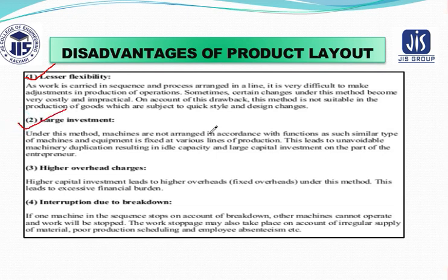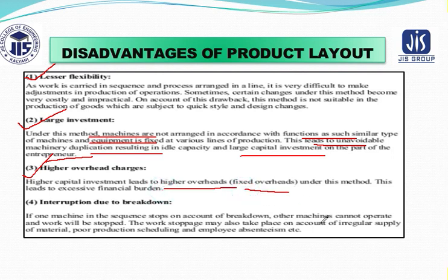Larger investment is there. Now under this method, the machines are not arranged in accordance with function as much as similar types of machinery and equipment are fixed. So various lines of production are associated. Now this leads to unavoidable machinery duplication, resulting in idle capacity and large capital investment on the part of the entrepreneur. Next is high overhead charges. Higher capital investment leads to higher overhead, or what is termed fixed overhead, under this method, and this leads to excessive financial burden also.